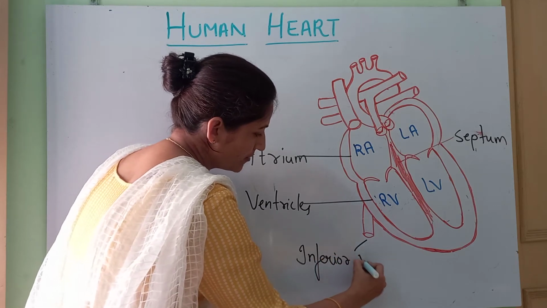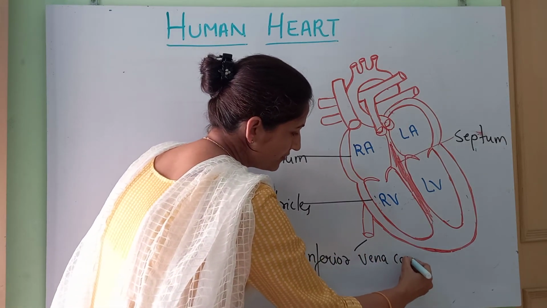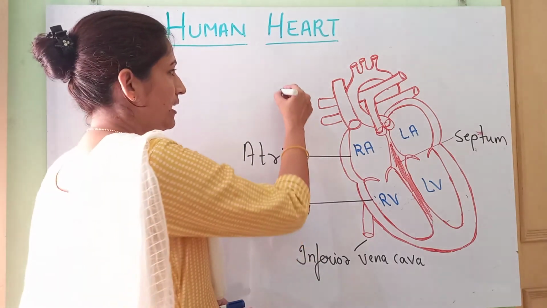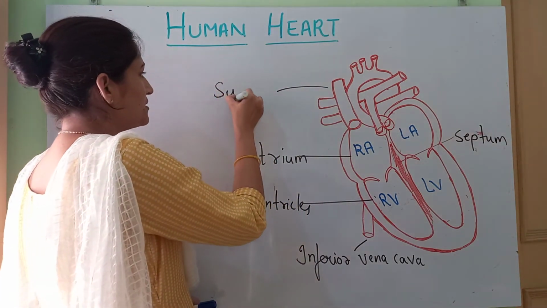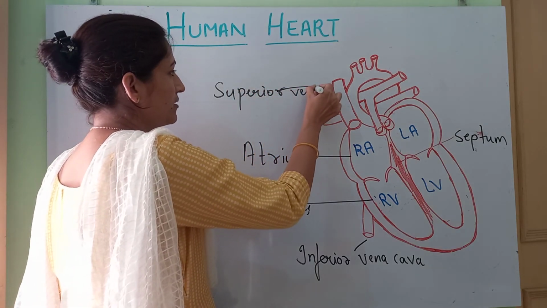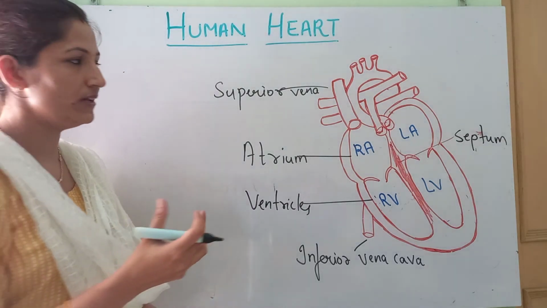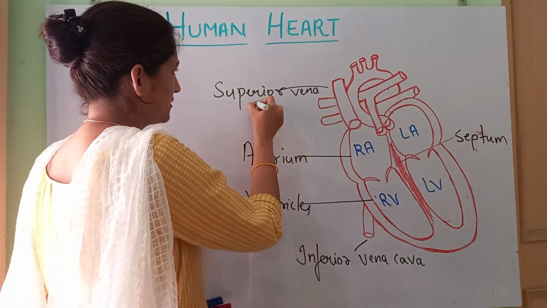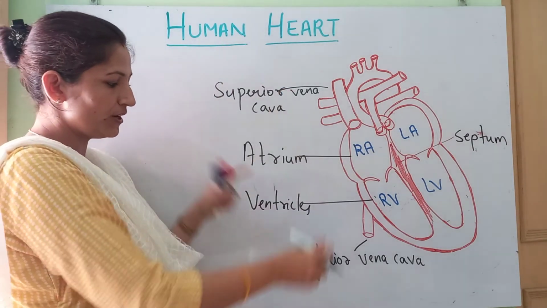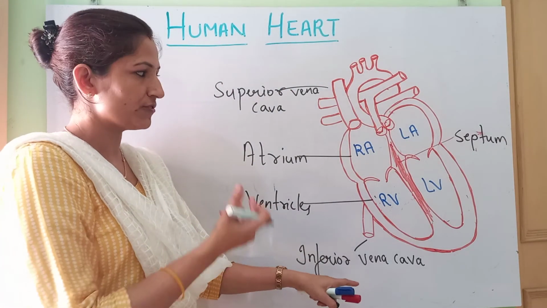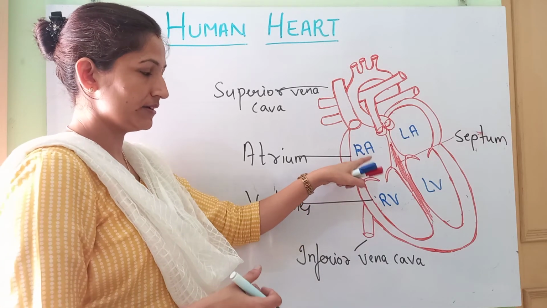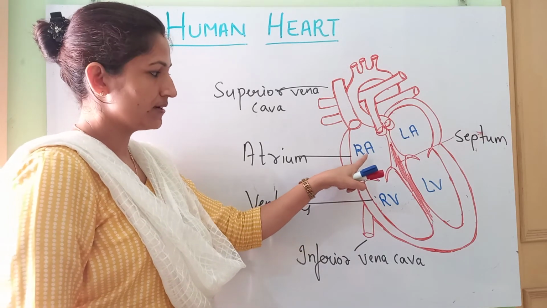This is the inferior vena cava. Inferior means which is bringing blood from the lower part of the body. And this is the superior vena cava. The vena cava are the biggest veins. This will bring blood from the upper part of the body, and this will bring blood from the lower part of the body to the heart. They will release their blood into the first chamber, the right atrium.